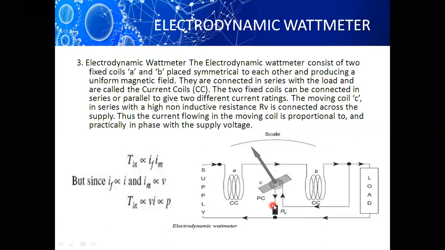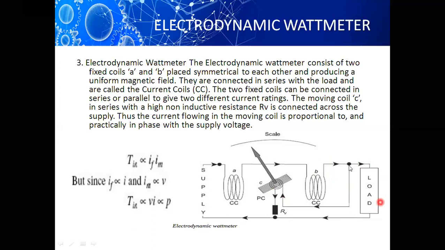So we have seen in the earlier case of the electrodynamic voltmeter that when we have connected RV, high resistance which is non-inductive, in series with the coil, it is carrying a very small current, and that current is not proportional to load current, but it is proportional to the load voltage. And hence you can see that very small amounts of current flow through this branch. Hence, I can neglect the current. Hence, I said that the current through the coils which are fixed is the same as the current through the load.